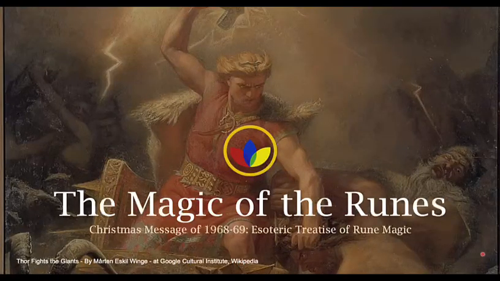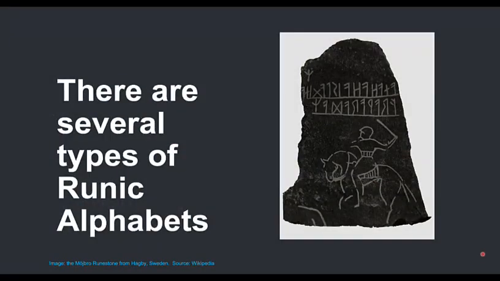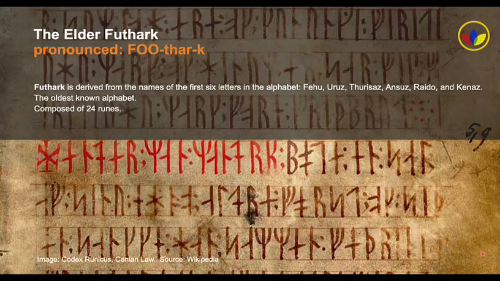My name is Rick Santana, and today we have for you this wonderful topic on the magic of the runes. And we want you to know that there are several types of runic alphabets. These alphabets are known as the Futhark. You can see the pronunciation there on the screen. And there are three flavors of this particular alphabet.